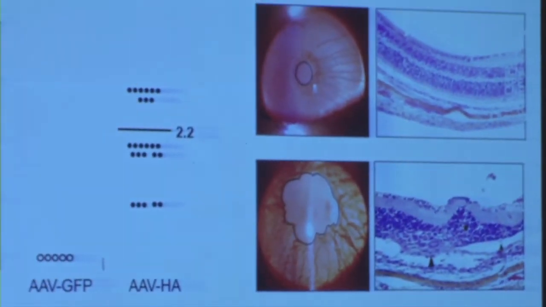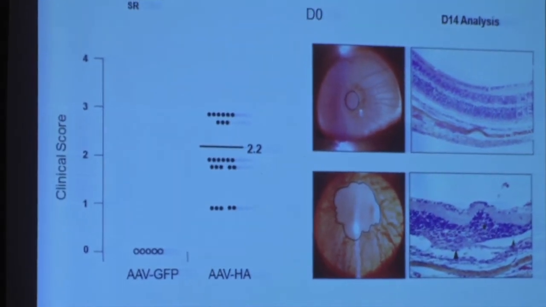And I will finish this presentation by proposing these few slides on an indirect strategy for tolerance induction. We started in the early 2000s by developing a model of experimental autoimmune uveoretinitis in B10.A mice.